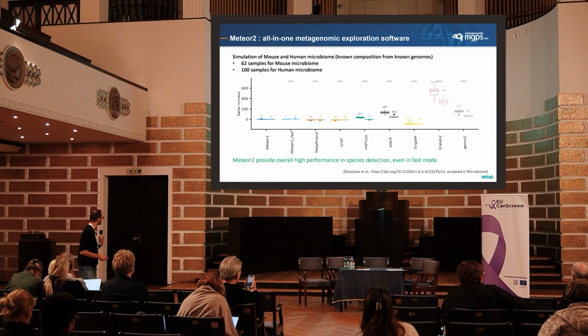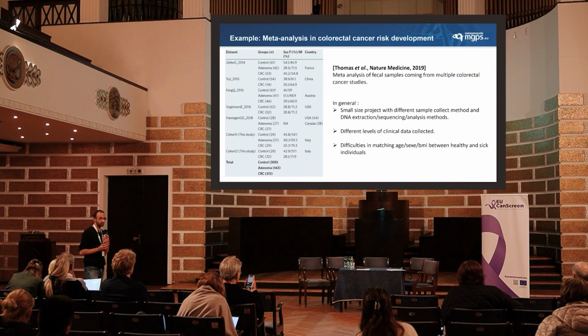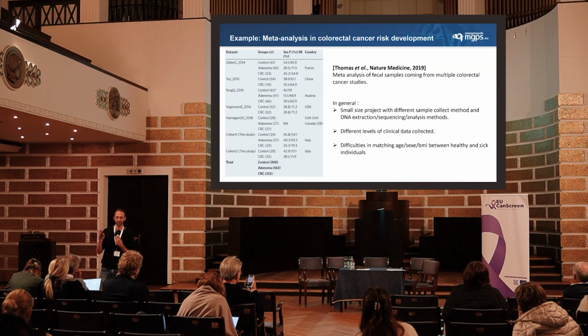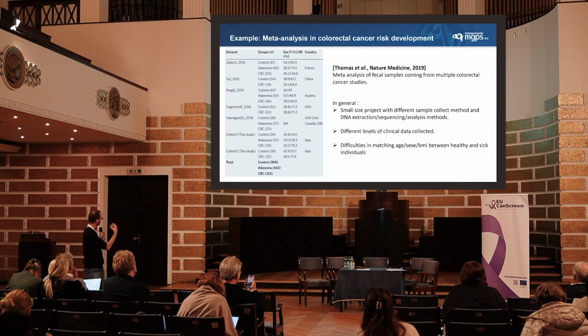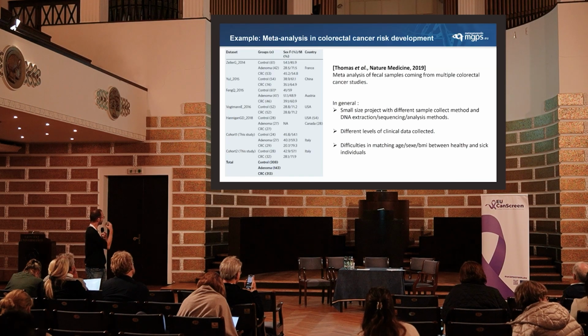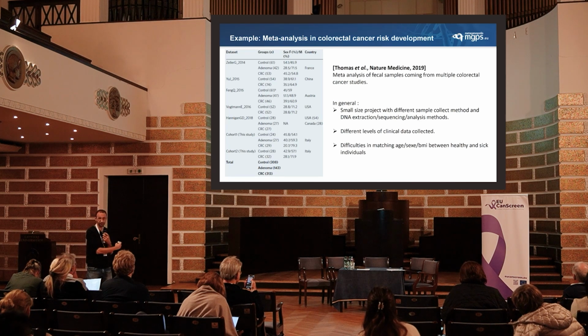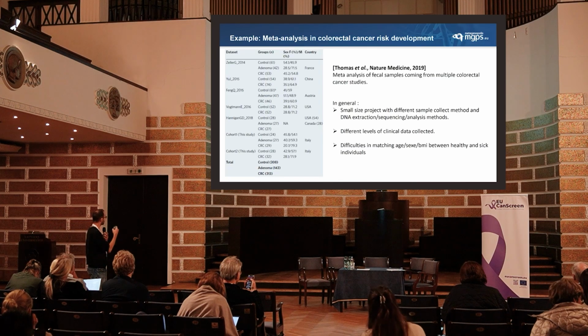All right. This now is an example of meta-analysis on colorectal cancer in fecal microbiota. This is a study from Thomas et al. 2019, looking at different publicly available data sets from different countries. You have France, China, Australia, USA, Italy, and Canada represented here.